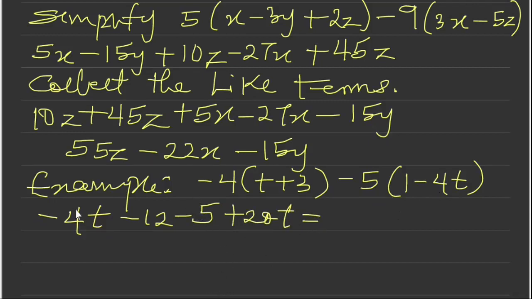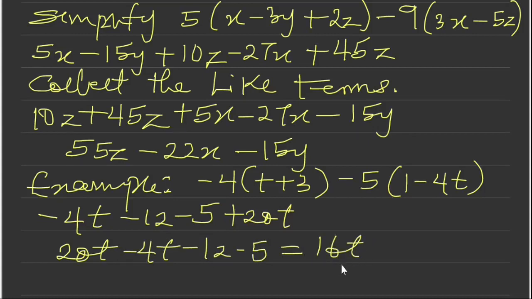So you now collect the like terms. When you collect the like terms, let me write it in another line so we can get it clearly. So we have 20t minus 4t, minus 12 minus 5. So the final value will give us 16t minus 17. So this is just how to simplify, in case you want to open a bracket of an algebraic expression. We can still go further.